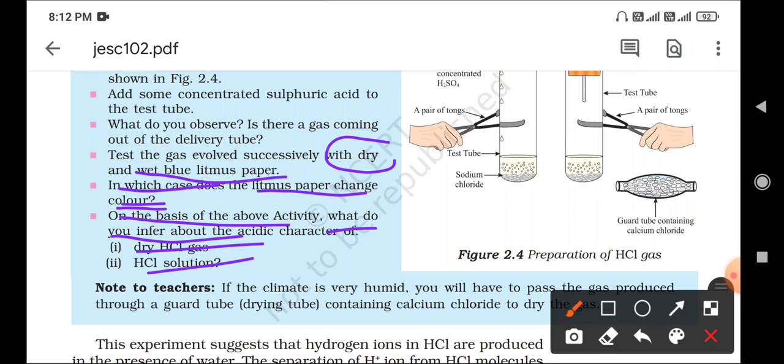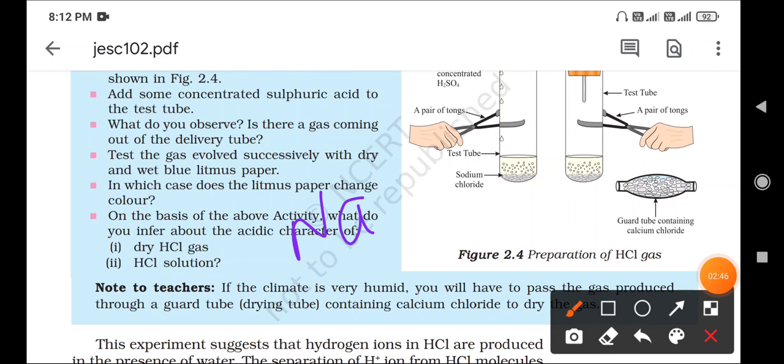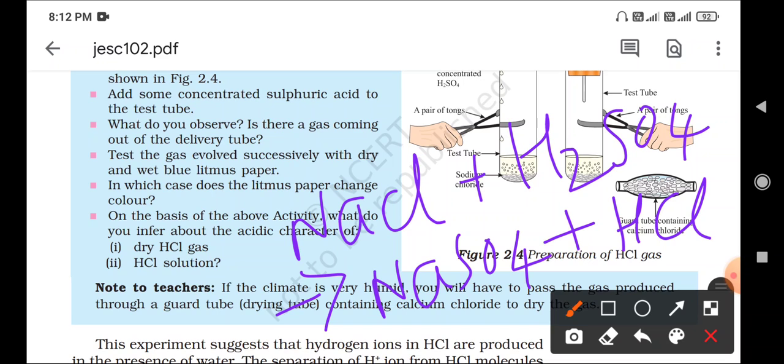So what is the reaction here? This reaction is simple. What we have taken here is NaCl plus sulfuric acid, H2SO4. This is the reactant side. It gives sodium sulfate plus HCl. Which gas is liberated here? HCl is liberated. So sodium chloride reacts with sulfuric acid and produces sodium sulfate plus the acid HCl. This is the preparation of HCl gas.